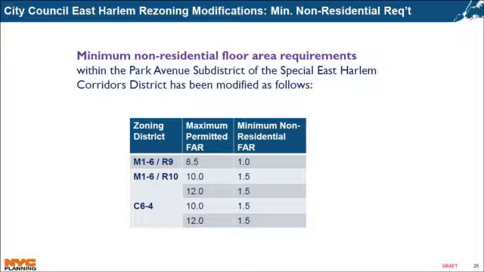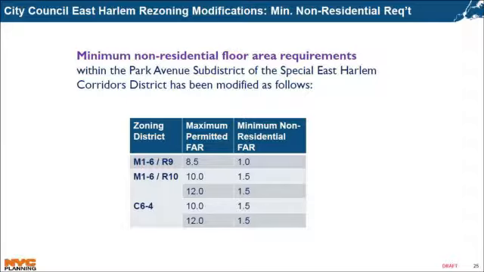So the council adopted amended text to modify the non-residential floor area requirements in the Park Avenue special sub-district for the special East Harlem corridor districts. For the R9 equivalents, the minimum non-residential floor area requirement was reduced from 1.5 to 1. And in the R10 equivalent districts, the minimum non-residential floor area was reduced to 2.